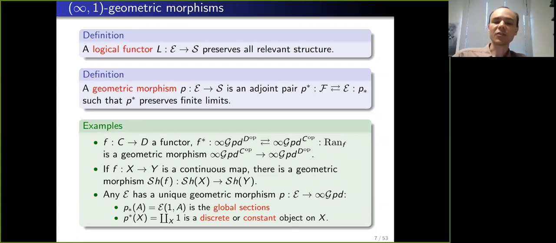Any Grothendieck infinity-one topos has a unique geometric morphism to the base, the canonical one of infinity groupoids, where the right adjoint takes the space of global sections, maps out of the terminal object. Then the left adjoint constructs some sort of discrete or constant object. And these appear all over the place in higher topos theory.